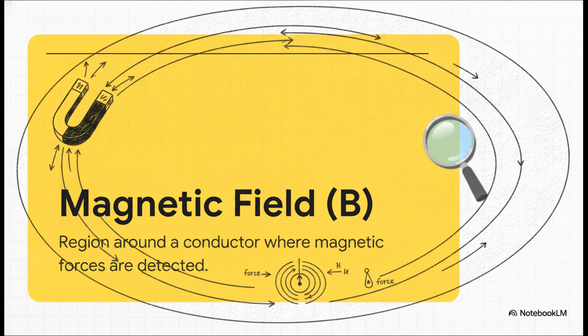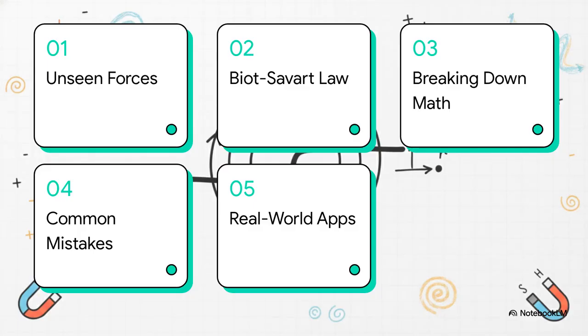Just think of the magnetic field as an invisible stage. Any magnetic material, or any moving electric charge that wanders onto this stage, well, it's going to feel a force for sure. So here's our class syllabus for today's explainer. We'll start with the unseen forces around us, move on to the Biot-Savart Law itself, break down the math, look at how to avoid some common student mistakes, and finally, check out some really cool real-world applications.